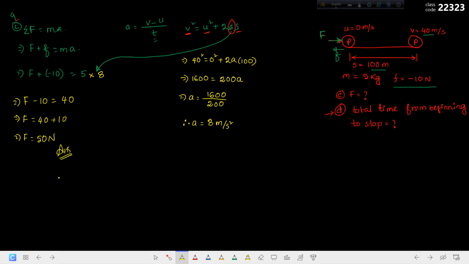Do you have any doubt? এটা জিএম জিজ্ঞেস করছিল মনে হয়। আব্দুল্লাহ, তোমার ডাউট আছে কোনো এটাতে? না স্যার। Okay.